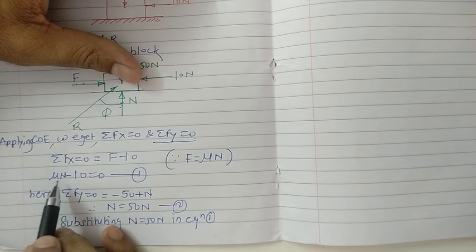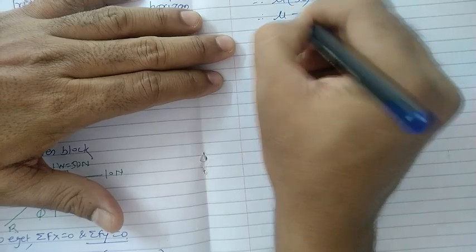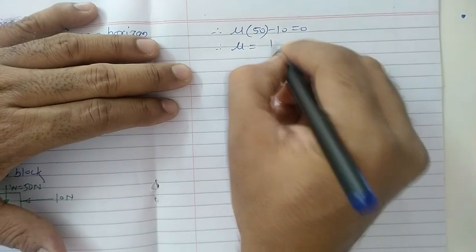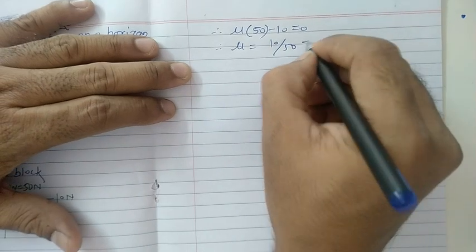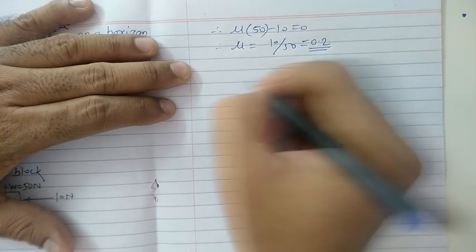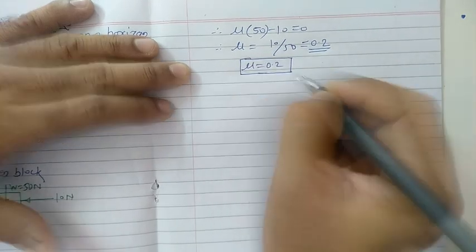Here our aim is just to substitute the value of N and find the value for mu. We can get the value of mu in this way: mu equals 10 divided by 50. If you solve this, we get 0.2. So the coefficient of friction we get as 0.2. That is the answer for the first point.